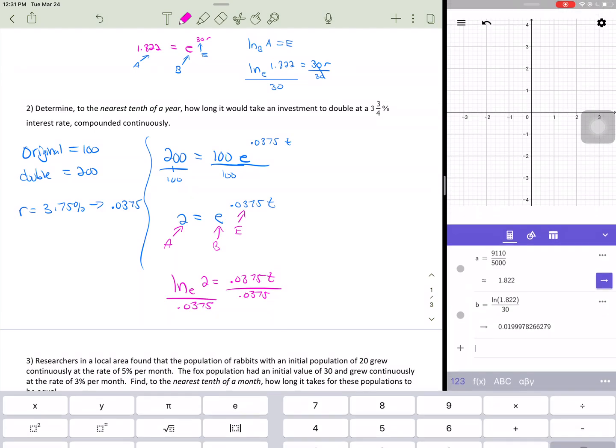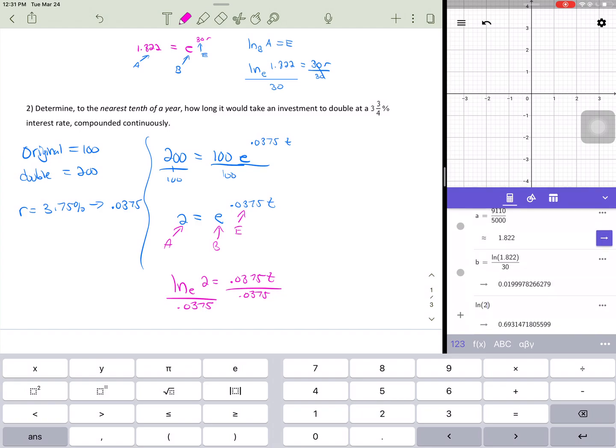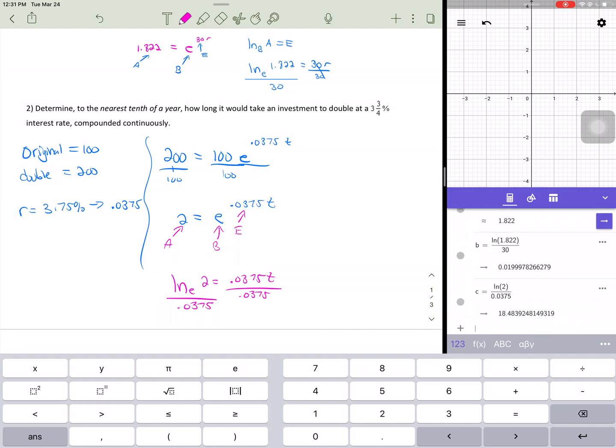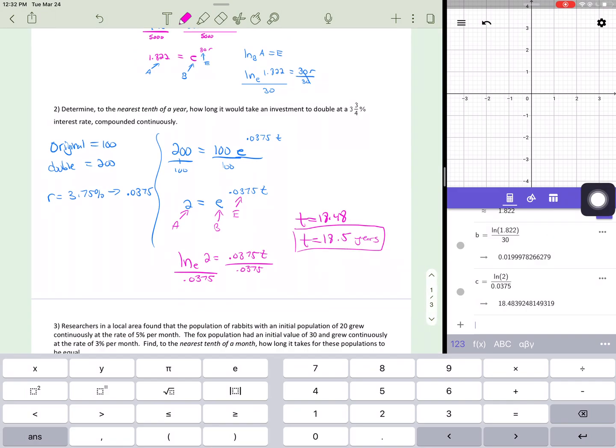Let's see. ln of 2 divided by 0.0375, and you get 18.48. So time is 18.48, rounded to the nearest tenth of a year, 18.5 years. So at that interest rate, 3.75%, it would take 18.5 years to double your money if compounded continuously.